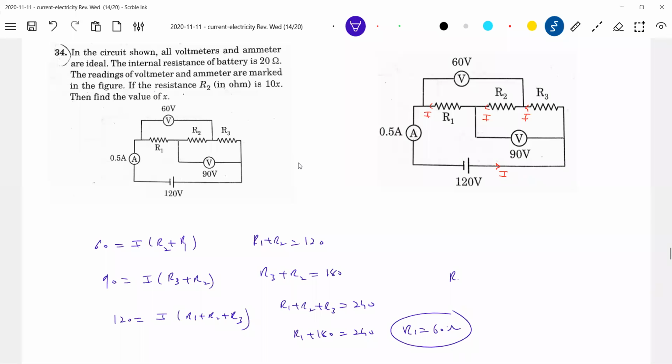Internal resistance is also there. Oh, internal resistance. Internal resistance of the battery is 20 ohm. Oh, yeah. So 220 will come then. Then 220, 40. Yes. R2 will be 80. R3 will be 100.